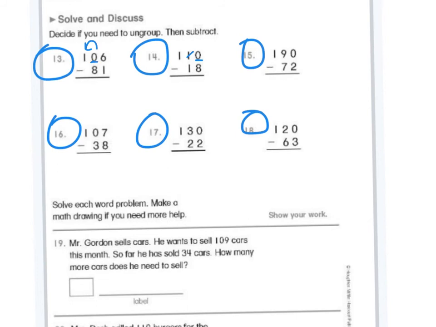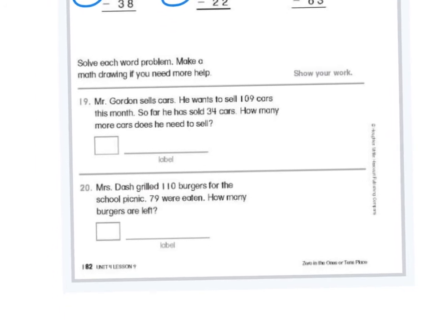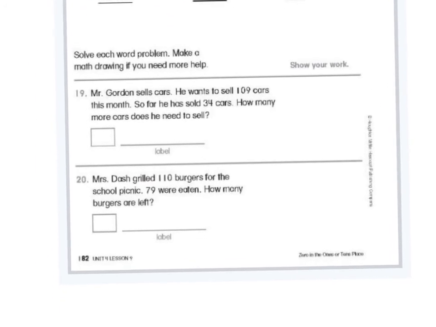So first decide if you need to ungroup, then go ahead and do that and make your new groups and then subtract. At the bottom of the page you have two word problems that are both subtraction problems that you'll need to solve. So make sure that when you read the problem, you underline any important information for yourself, and then make sure you read your question really carefully to make sure you know what you're trying to figure out.